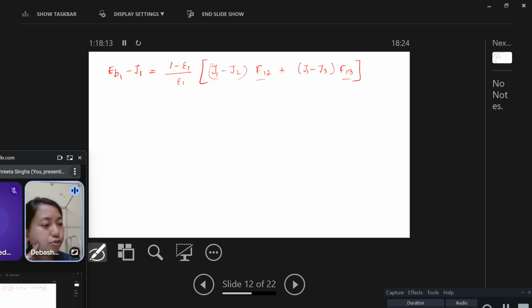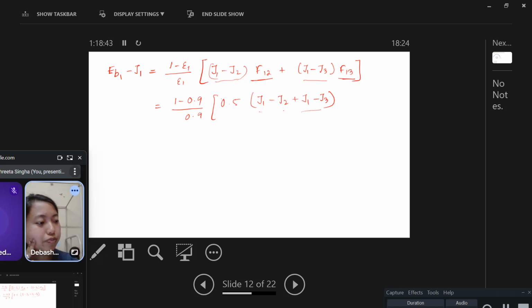So F12 and F13 are 0.5, and epsilon 1 is 0.9, given in the question. Here we have 0.5 times (J1 minus J2) plus (J1 minus J3). Both the values are the same, so we can take this 0.5 common.